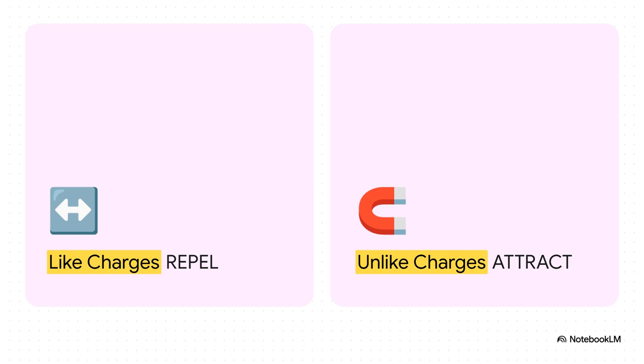And it's beautifully simple. If charges are the same, like two positives, they push each other away. They repel. If they're different, a positive and a negative, they pull toward each other. They attract. Opposites attract and likes repel. That's it. This one idea drives everything else.